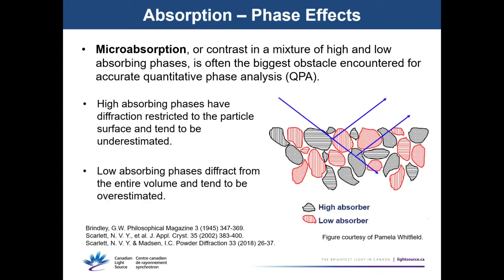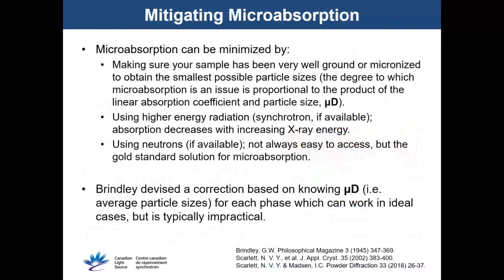This is probably the biggest obstacle to getting accurate phase quantification from powder diffraction data. There's a few ways you can mitigate this. One way is to make sure your material is very well ground or micronized to obtain the smallest possible particle sizes. Because the microabsorption depends on a factor mu d. In this case, this is actually the particle size rather than the grain size.